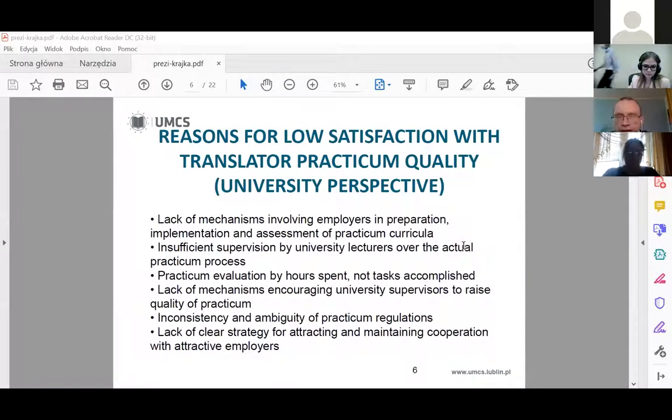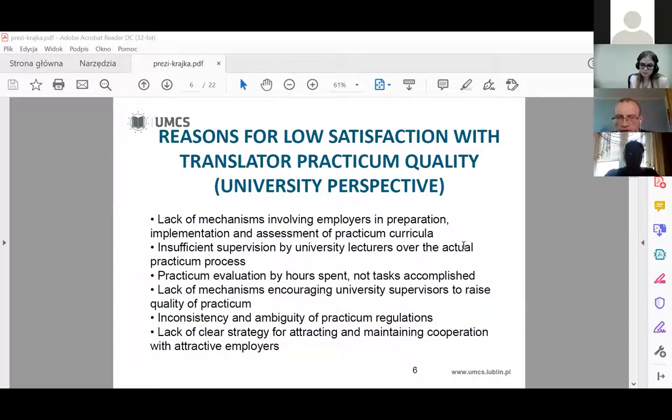And the practicum is an important part of this achievement. However, translator practicum is not that easy to organize. In the first 15 years of our existence, we were founded in 2001, and pretty much until 2013-14, the practicum was not really given its proper role as we would like to see it.